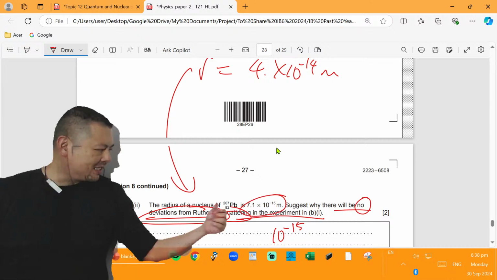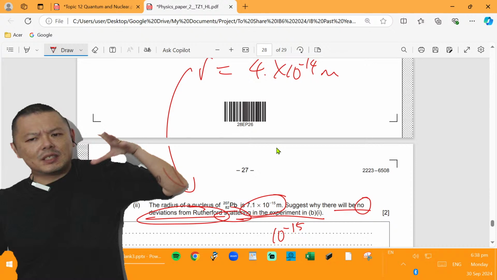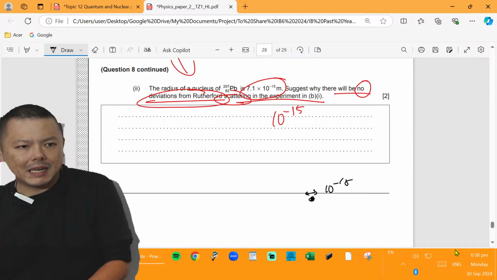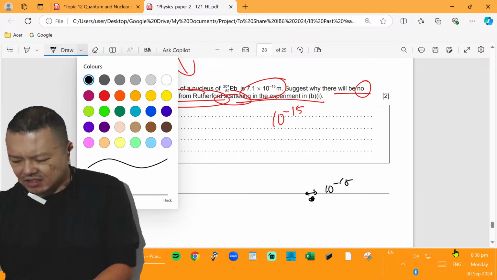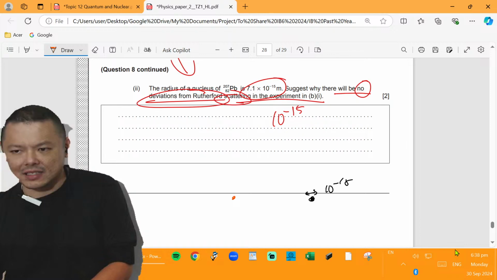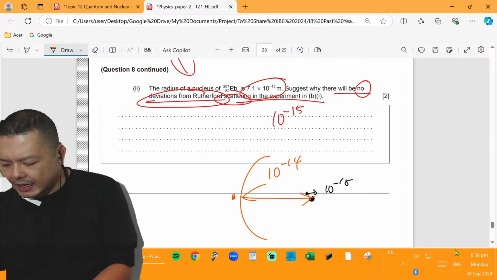So, what does this mean then? The closest approach is 10 to the power minus 14. But then the radius is 10 to the power minus 15. How far is the alpha particle's closest distance? It was like 10 times this, right? The distance from here to here is 10 to the power minus 14. That was that far away.